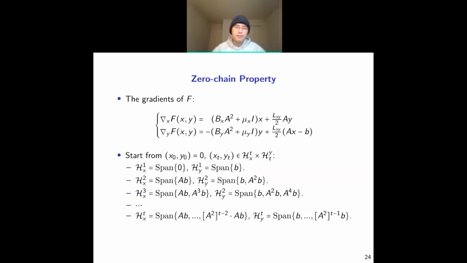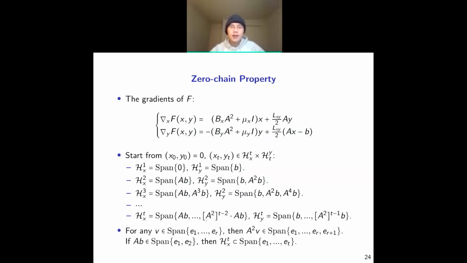Because of our choice of this matrix A squared, we can see that for any vector v that has only the first r elements being non-zero, where e_r is the rth unit vector, and the rest of the elements are all zero, then multiplied by this matrix A squared, you will have at most one more non-zero entry.